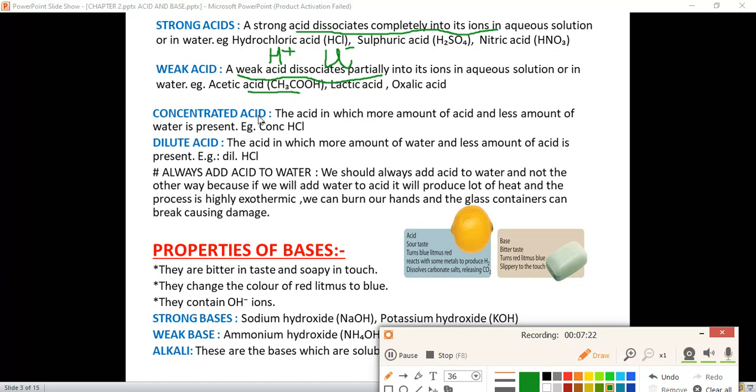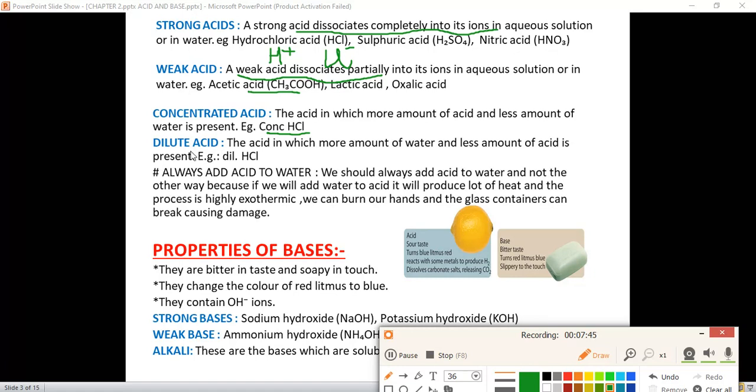Next one is concentrated acid. Concentrated means the amount of acid is more and the amount of water is less. The acid in which more amount of acid and less amount of water is present is called concentrated acid. Example, concentrated HCl, concentrated hydrochloric acid, concentrated sulfuric acid, concentrated nitric acid.